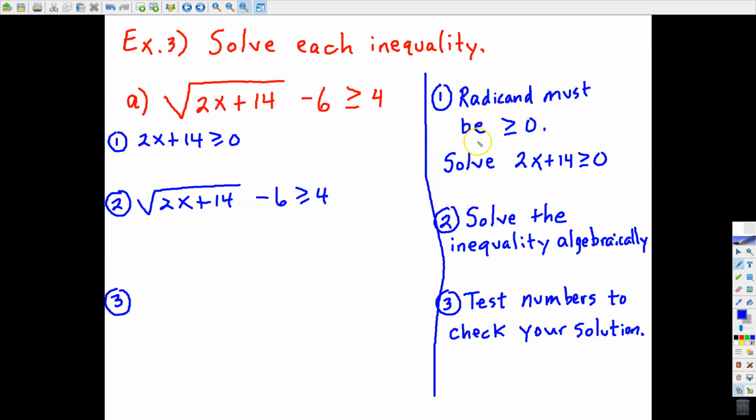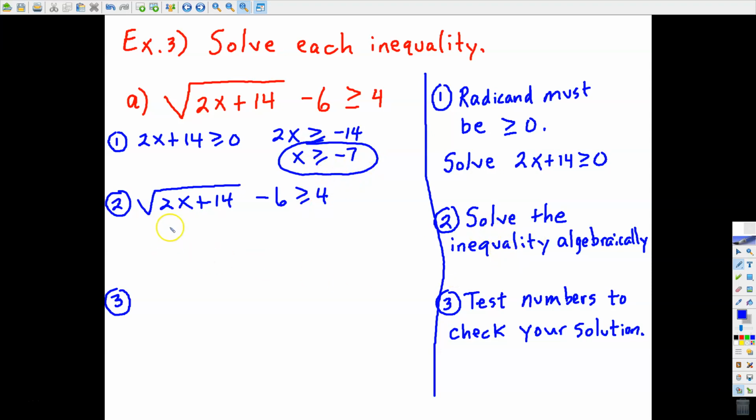The first thing that we have to be sure of is that our solution for x does not create an imaginary number. So right off the bat, we're going to solve an inequality that ensures that x, in this case, is going to produce a number that is 0 or positive. So we're going to find out what that number is. So pretty simple. 2x is greater than or equal to -14. So my solution for x has to be greater than or equal to -7. All right, so that's my step 1.